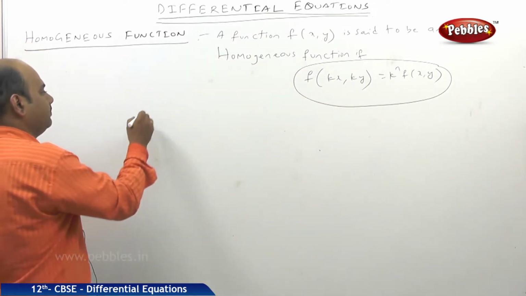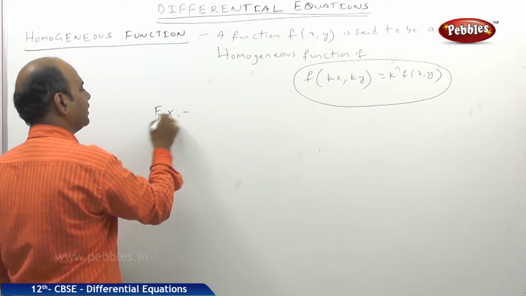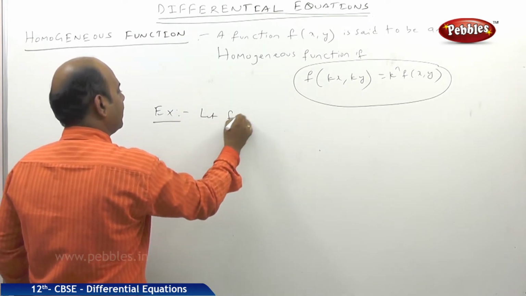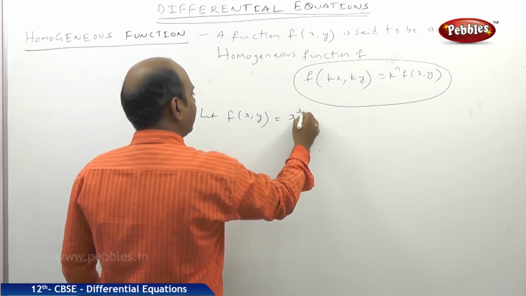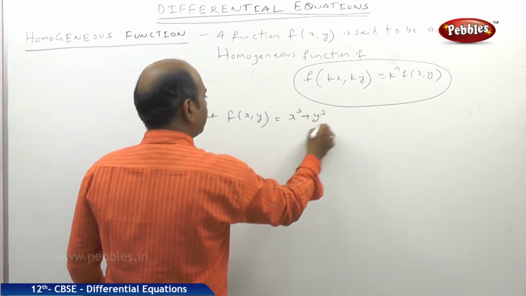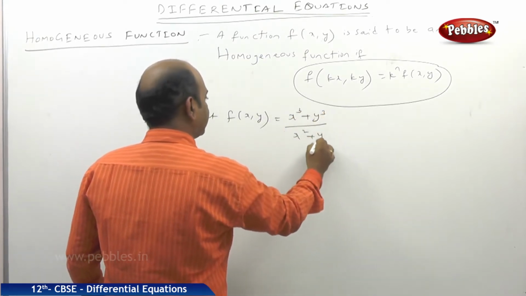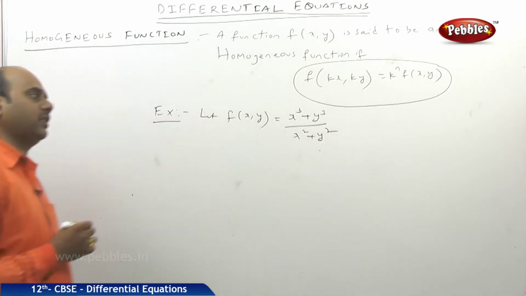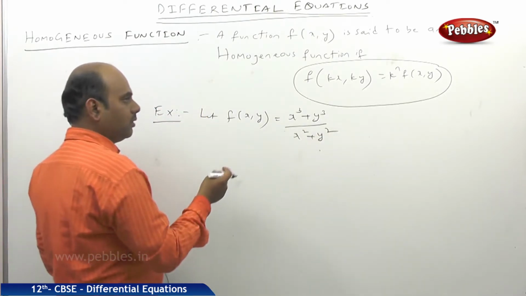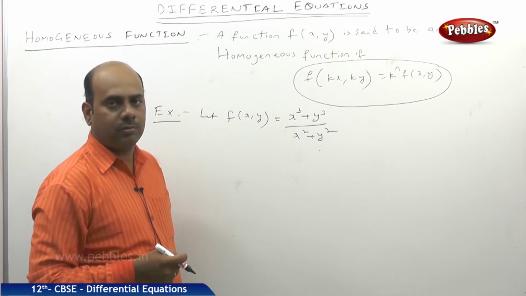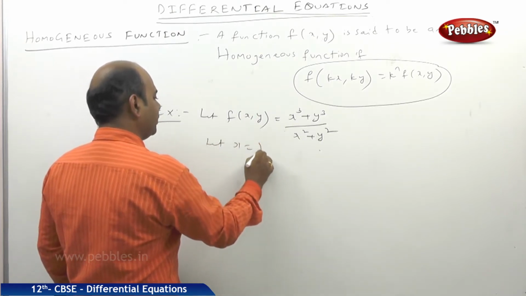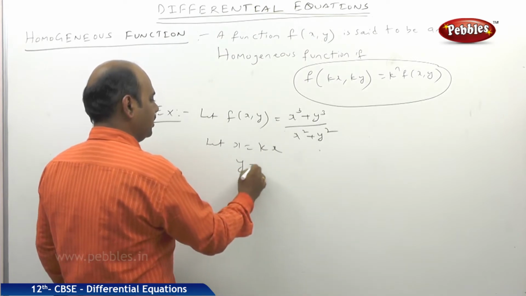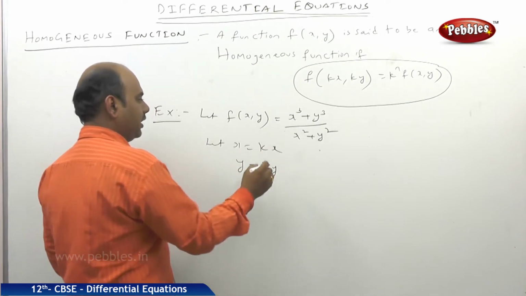For example, let f(x, y) = (x cube + y cube) divided by (x square + y square). Now I need to verify whether this is a homogeneous function or not. For this, I'll put x equal to kx and y equal to ky.